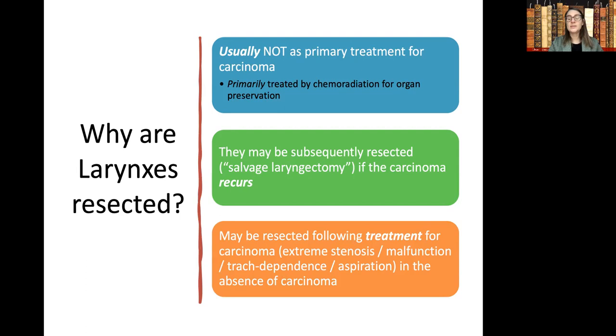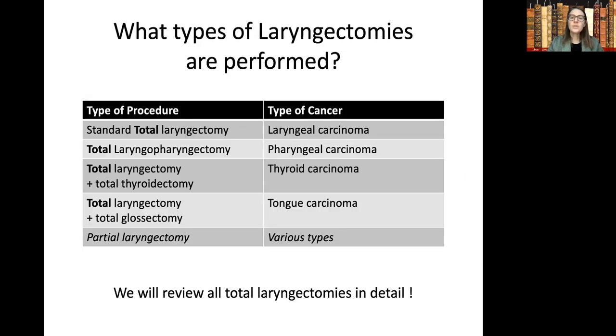Additionally, they may be resected following treatment for carcinoma, resulting in the complications of extreme stenosis, malfunction, trach dependence, and subsequent aspiration in the absence of carcinoma. And so these are basically poorly functional larynxes that end up causing more problems anyway to the patient. These can also get resected carcinoma-free. So what types of laryngectomies do we commonly see? We see standard total laryngectomy for laryngeal carcinomas, usually squamous cell carcinomas. Total laryngopharyngectomies for pharyngeal carcinomas, again, generally squamous.